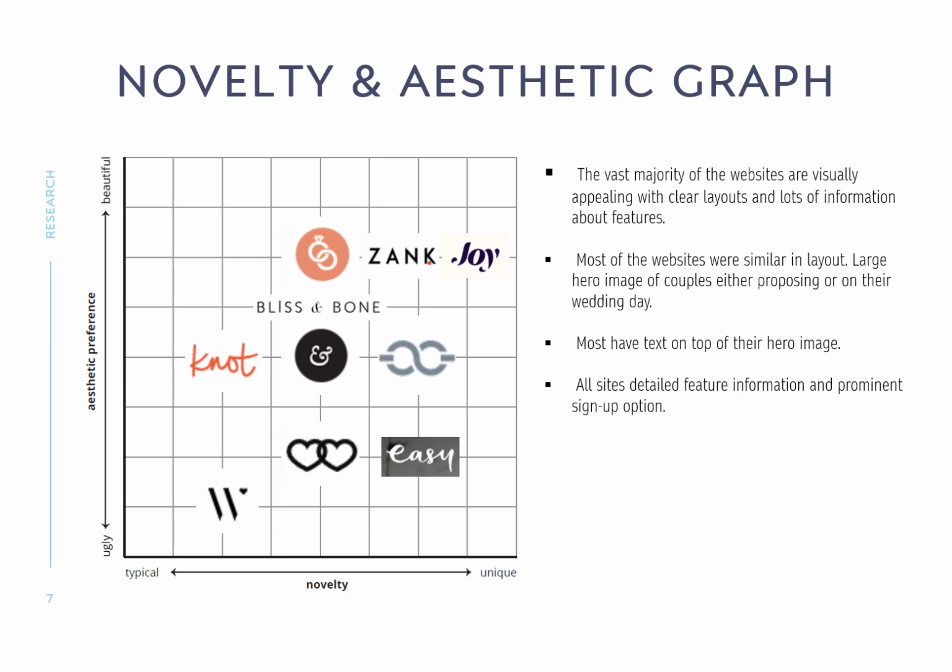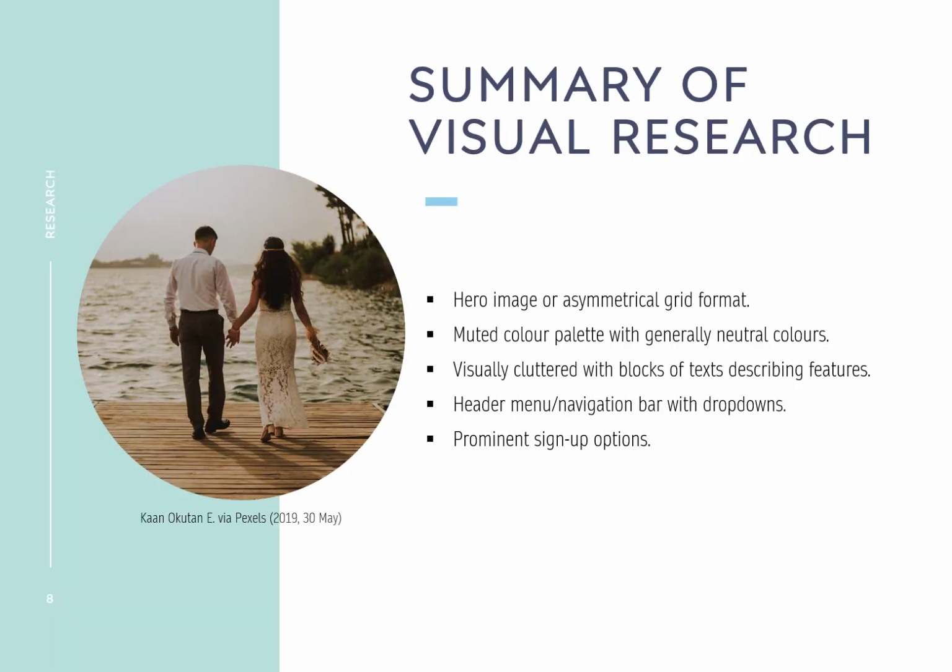In summary, all of the competitor websites use some sort of hero image or asymmetrical grid format. They used a muted color palette and generally went from neutral colors towards the masculine. They were visually cluttered. They all used a header navigation bar and they all had prominent sign-up options.